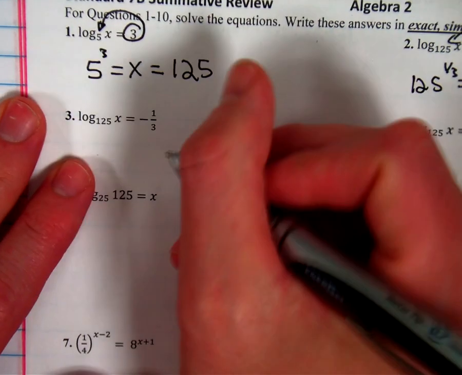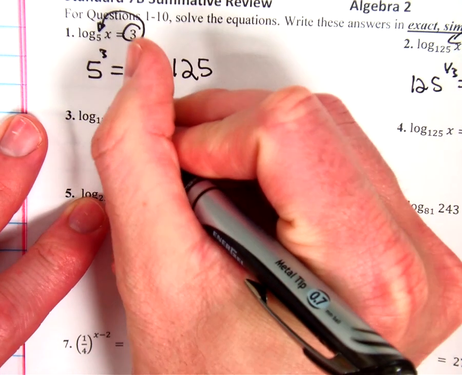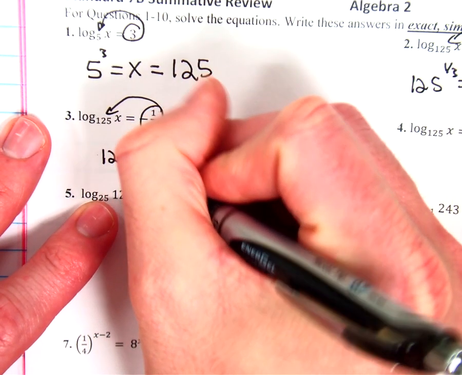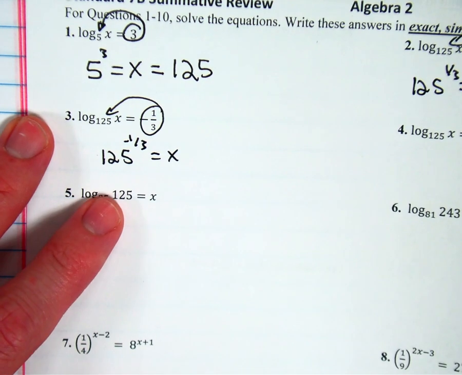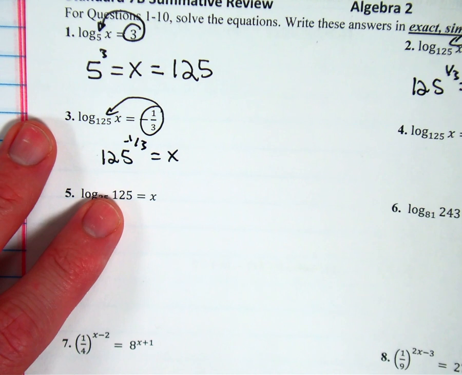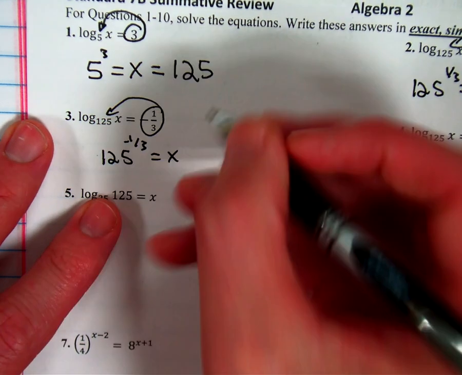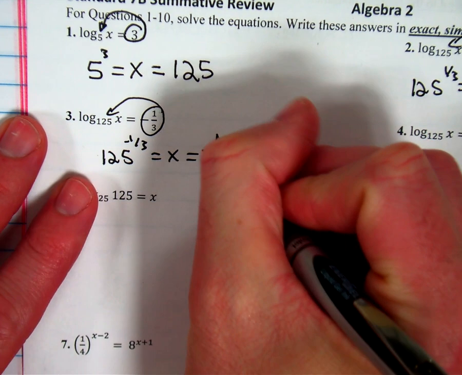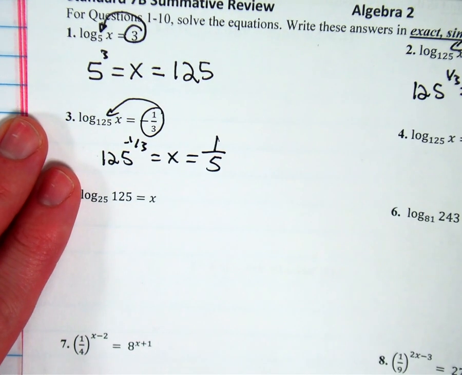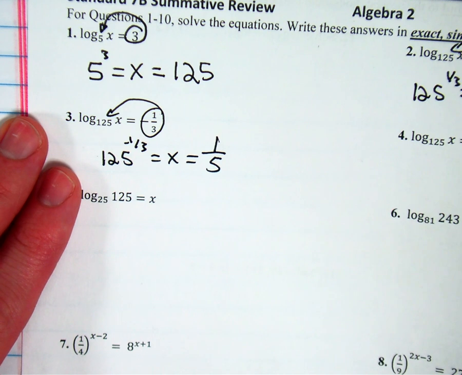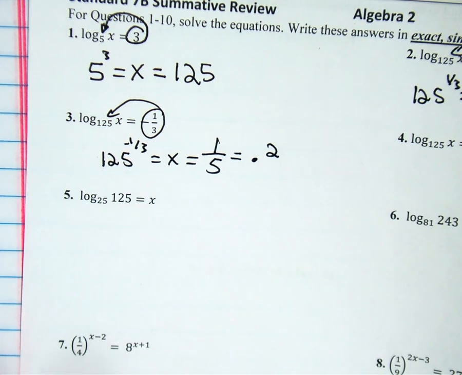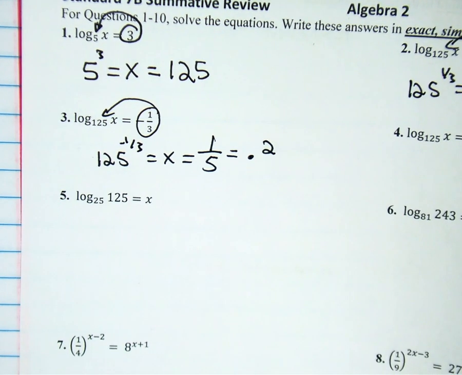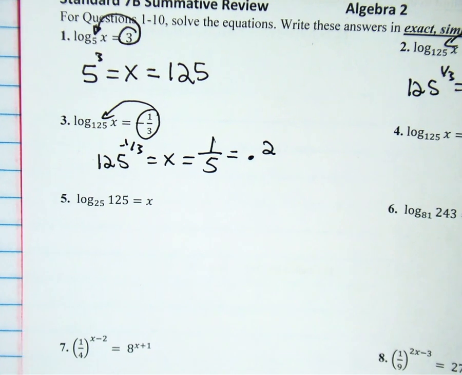The reason that I wanted to do that one is so that now you can see what happens when I do negative 1/3. 125 to the negative 1/3. 1/3 power got me down to 5. Do you remember what the negative exponent does? It doesn't make the answer negative, it flips your answer. So it's going to be 1/5. It does say exact simplified form, so fractions would be preferable there, but 0.2 would not be wrong because it is a terminating decimal. It doesn't go on forever like that.